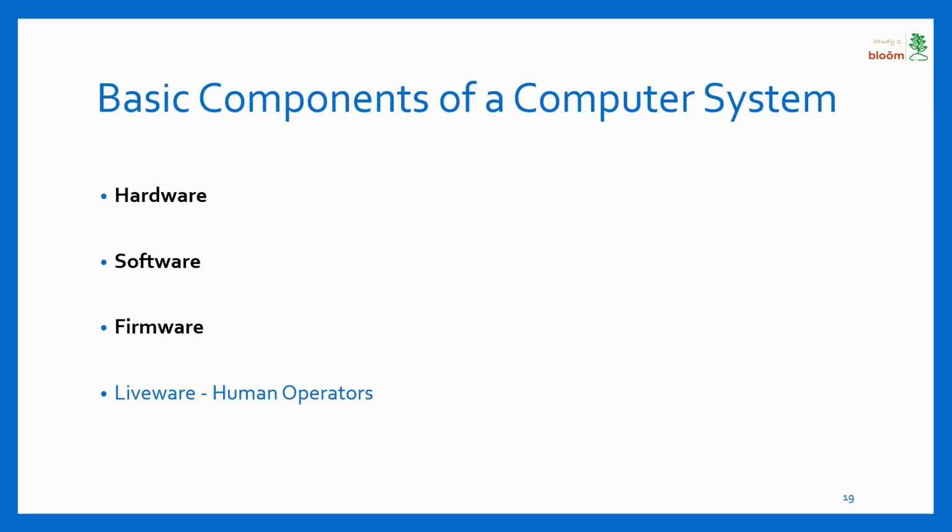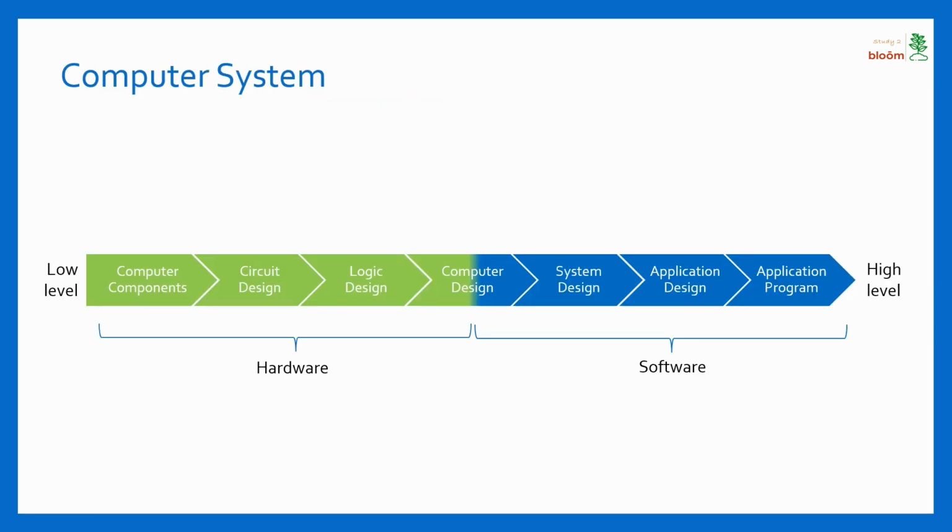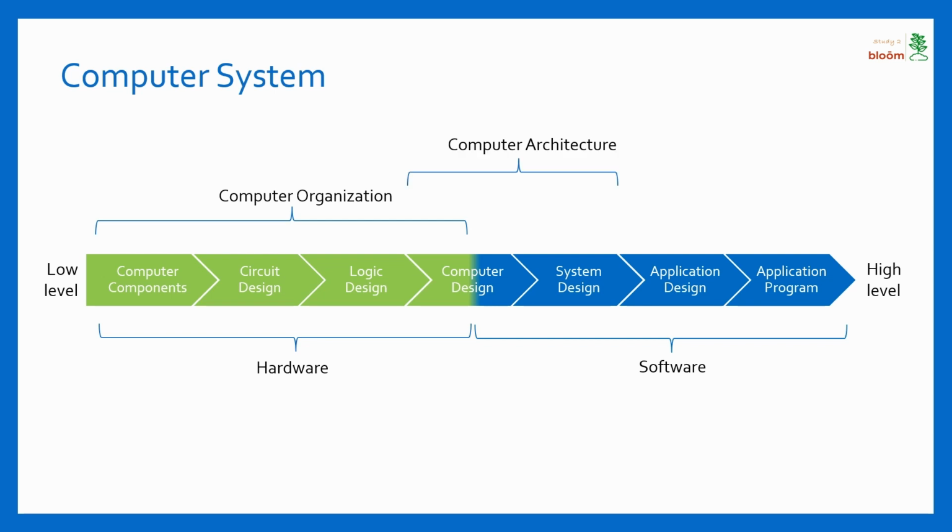Basic components of a computer system have four parts: hardware, software, firmware, and liveware. The first three are components of a computer. As we saw, a computer has mainly hardware and software parts. Computer organization provides an understanding of how all the hardware units are arranged and interconnected with each other.